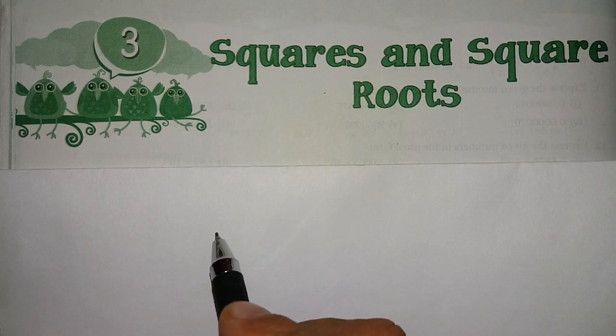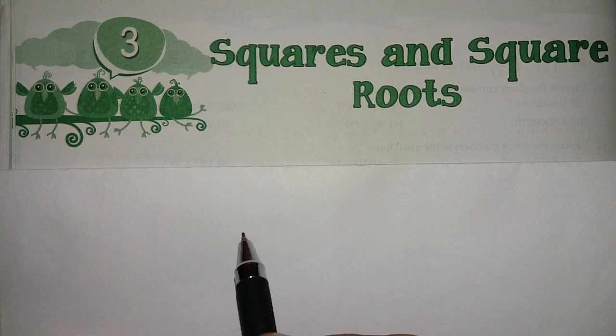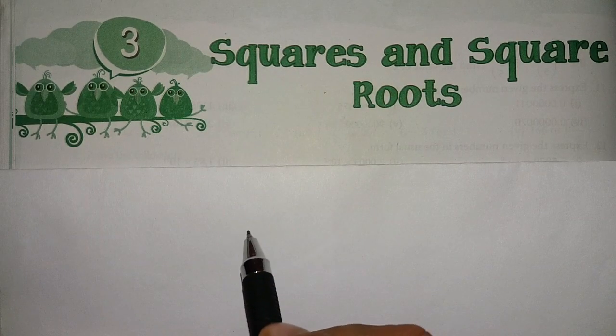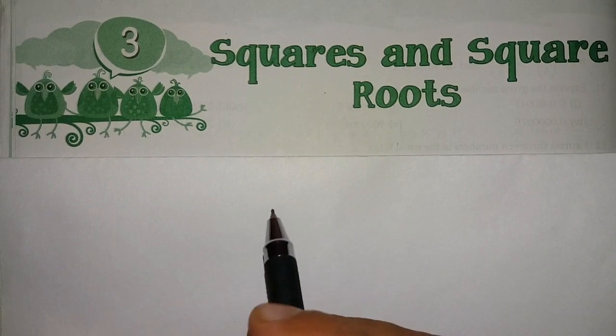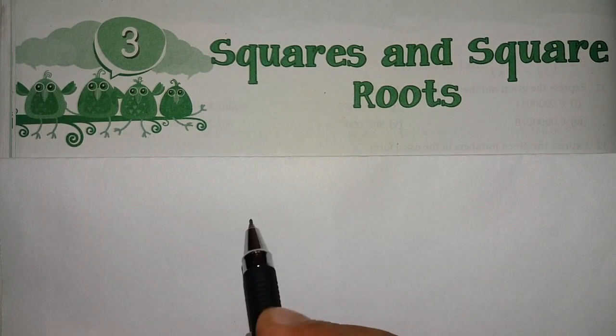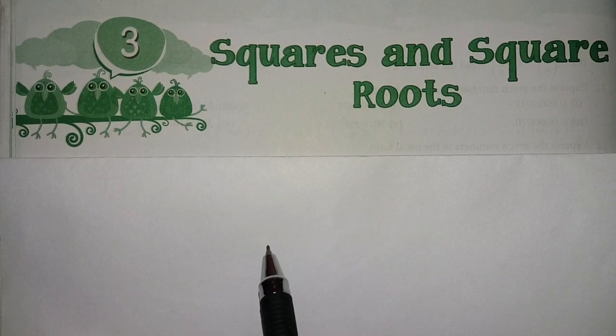In the previous video we learned what square roots are and how to find the square root of a number using the prime factorization method. Today in this video we will see how to find the square root of numbers by using the long division method, which is a very important method.